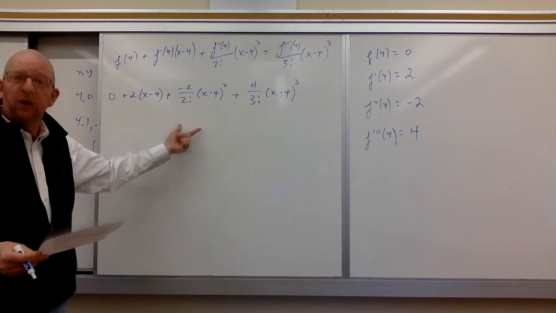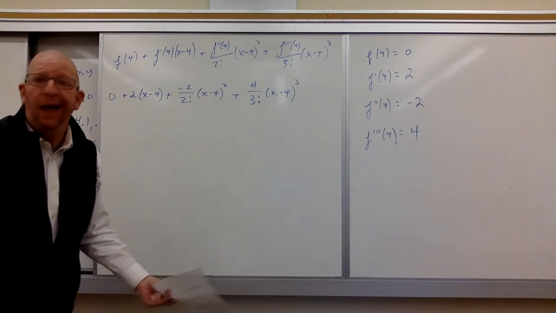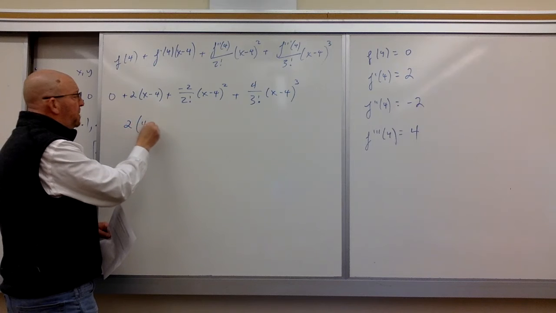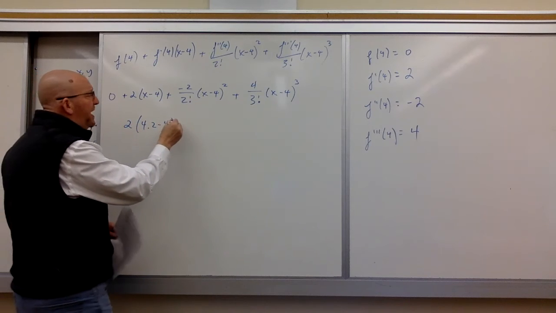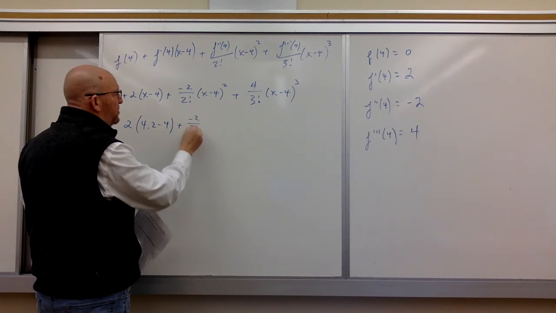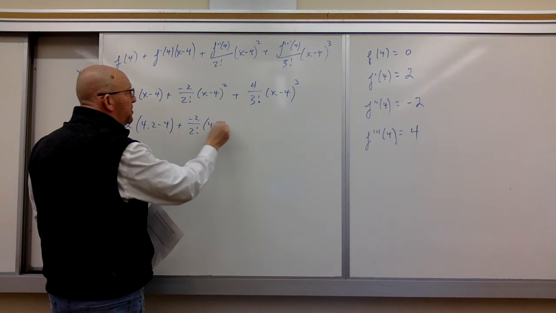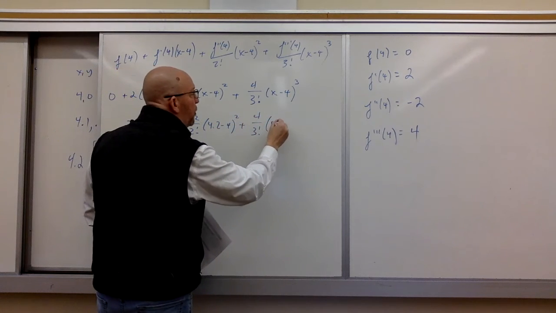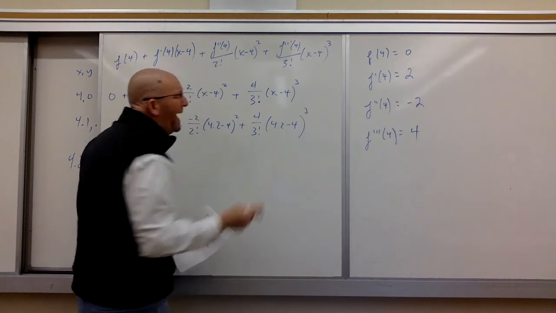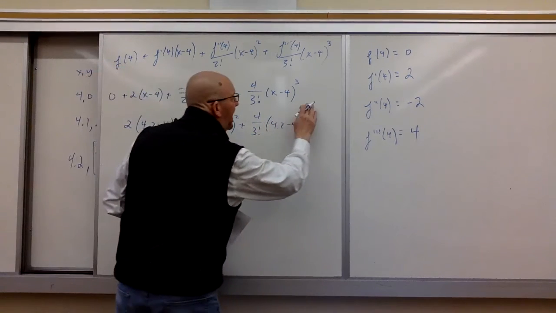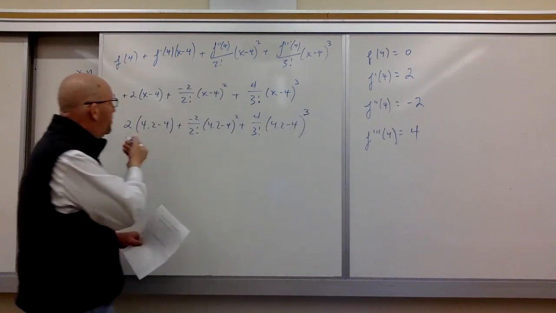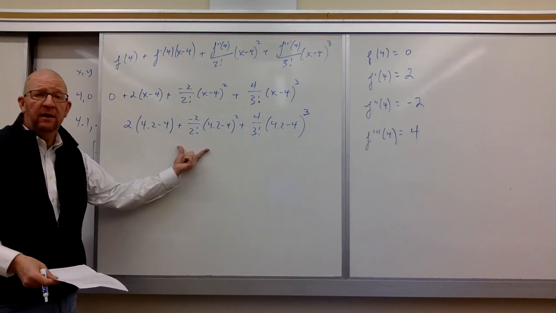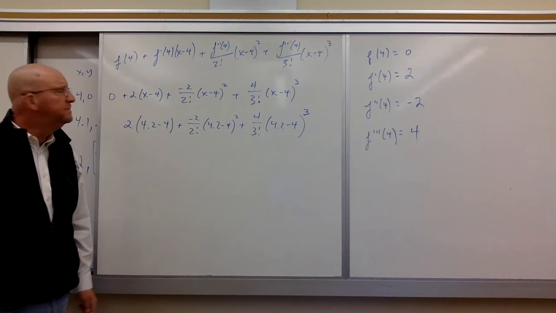Oh, you want an approximation at 4.2? I got you right here. 2 times (4.2 minus 4). Don't even think. Negative 2 over 2 factorial times (4.2 minus 4) squared, plus 4 over 3 factorial times (4.2 minus 4) cubed. Yeah, you don't have to simplify. Full credit right there. Full credit. Right? That's all we got to do.